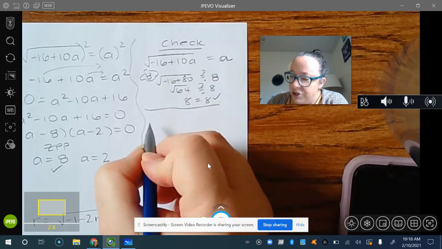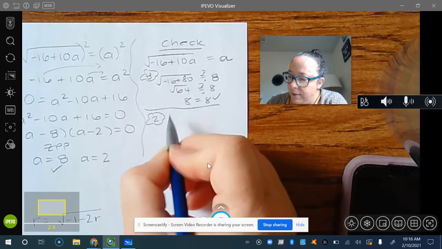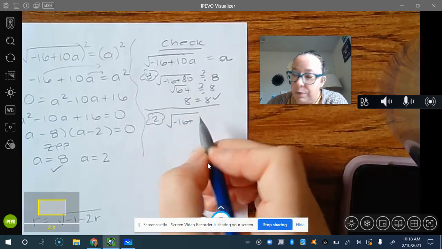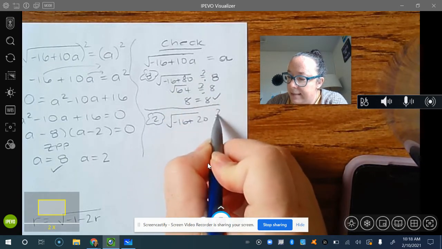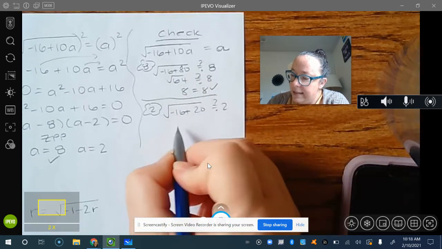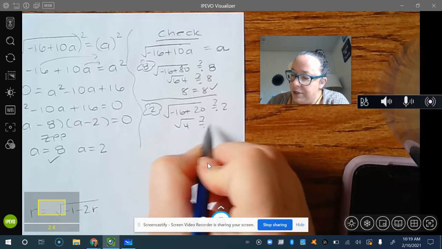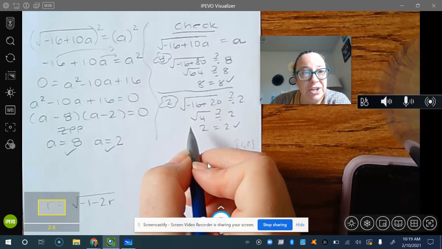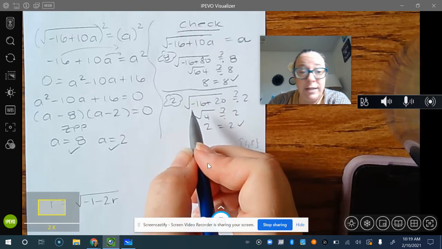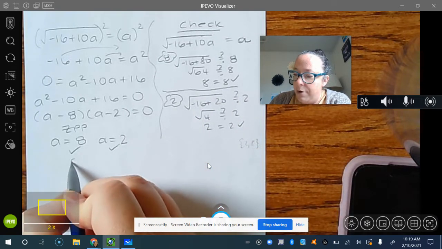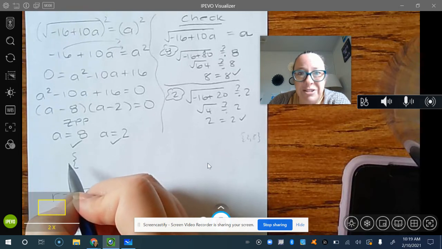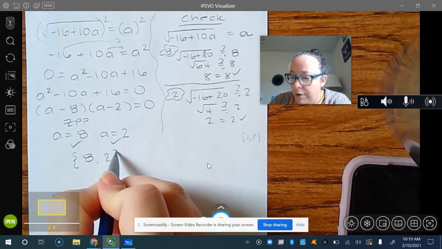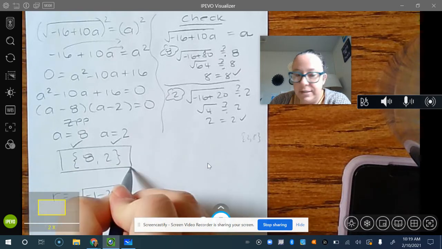Okay. Now I need to check the 2 in the original. So negative 16 plus 10 times 2 would be 20. Does that equal 2? That's what I plugged in. So the square root of 4, does that equal 2? And we know that it does. So 2 equals 2. So on this one, I have both answers. They both work. Neither are extraneous. So when we go to put it into Delta Math, you could put 8 comma 2, or you could put 2 comma 8, but there are 2 solutions that work.